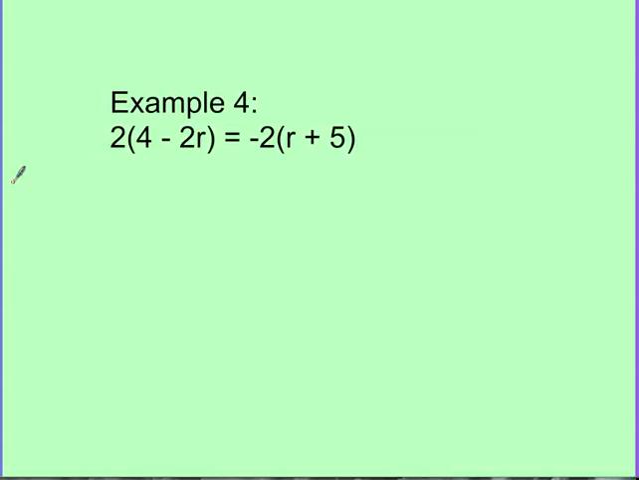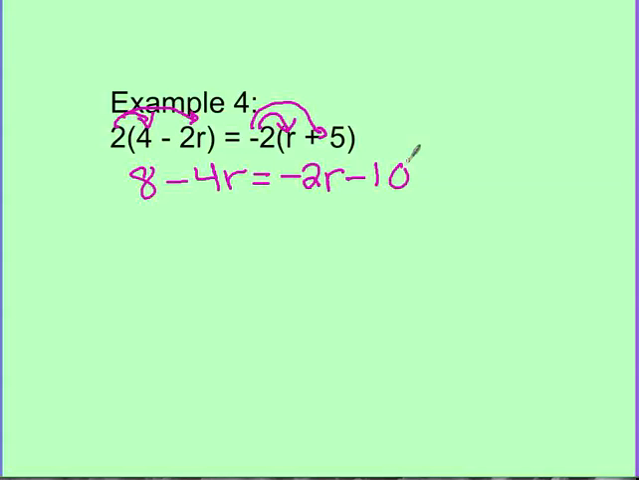I'll give you a couple more seconds to finish copying this down. Okay, let's distribute. So I have 2 times 4, and that's going to give me 8. 2 times negative 2r is a negative 4r. Other side of the equal sign, I'm distributing a negative 2. So negative 2 times r is going to be negative 2r. And then negative 2 times 5 would just be negative 10. So now that just added one step to us. We just had to distribute.